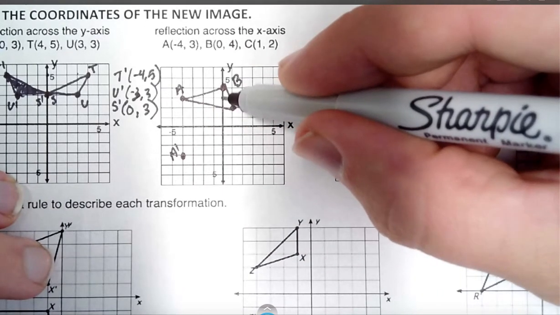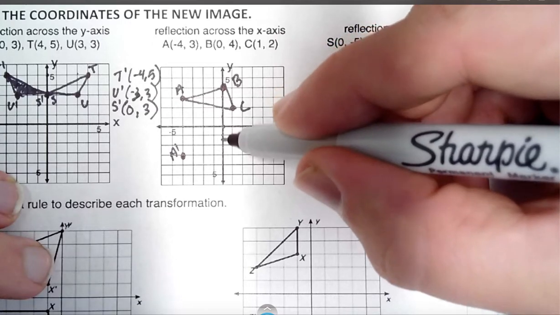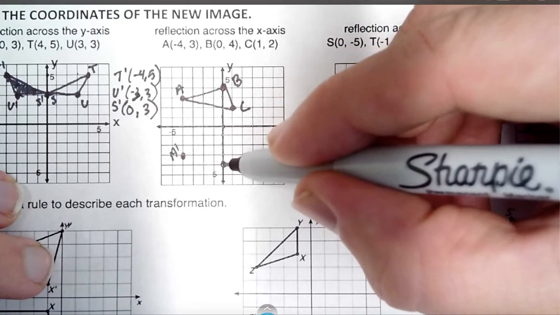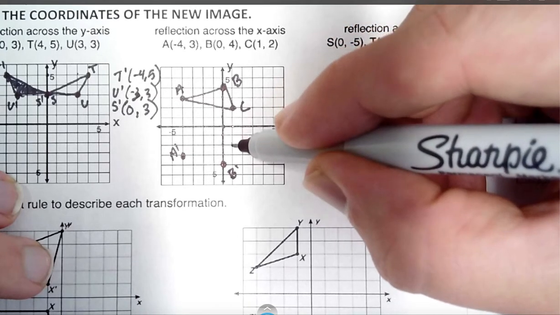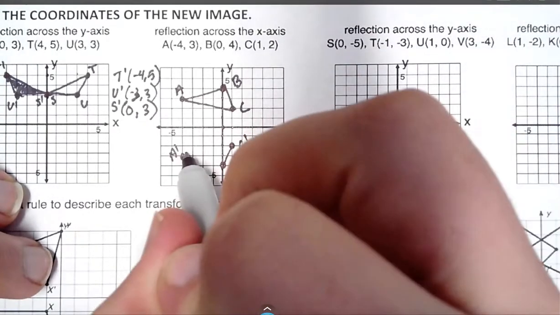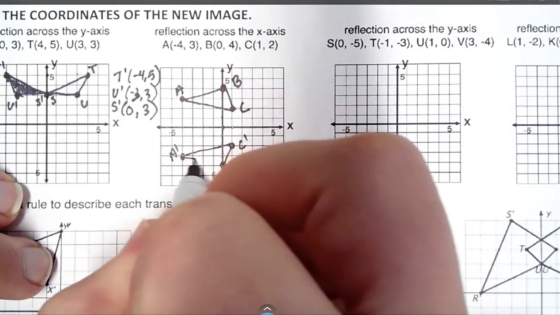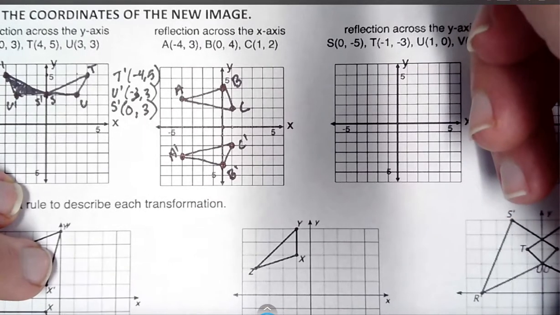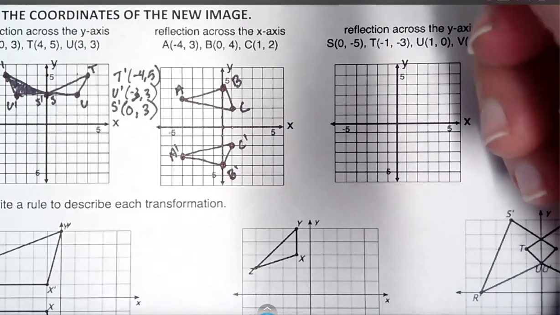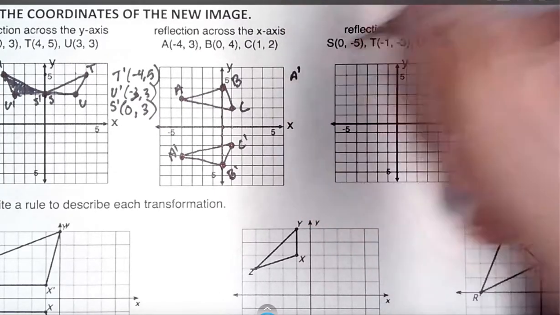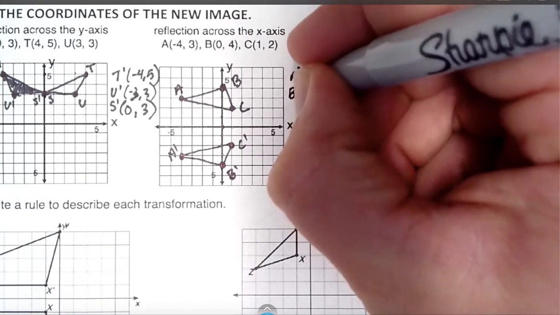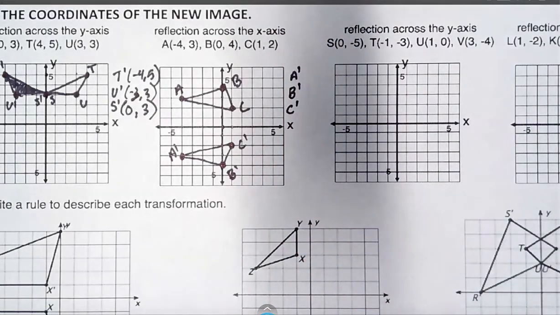B. 1, 2, 3, 4. 1, 2, 3, 4 is B prime. C. 1, 2. 1, 2 is C prime. So x-axis, same as y-axis, except you just count to the x-axis instead. So this time, x-axis, my x values actually stay the same, and my y values change sign.